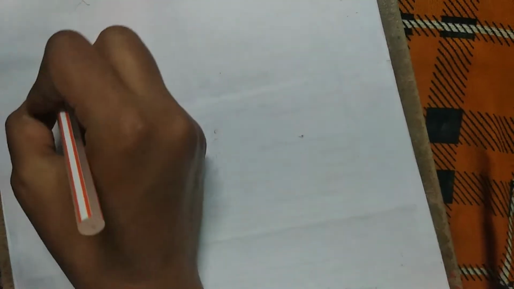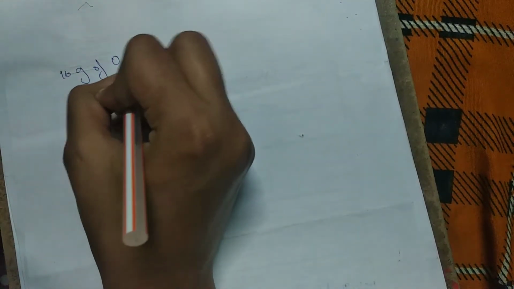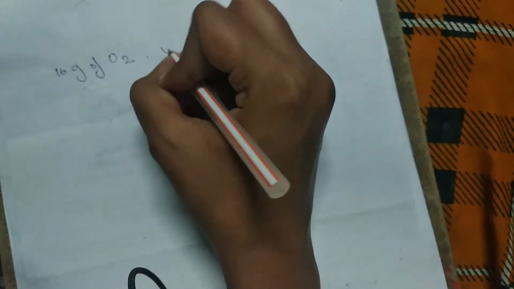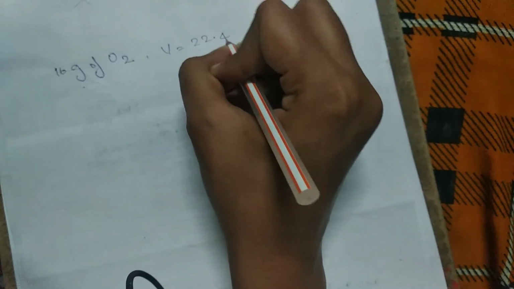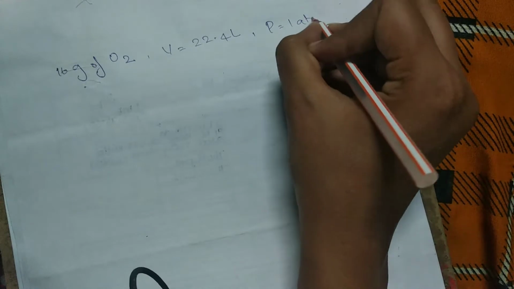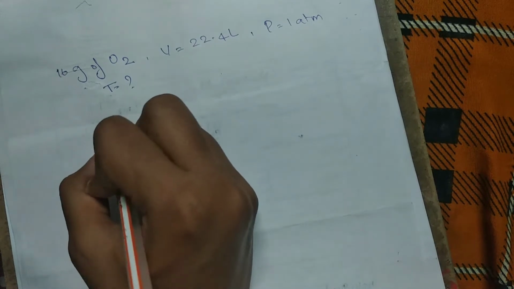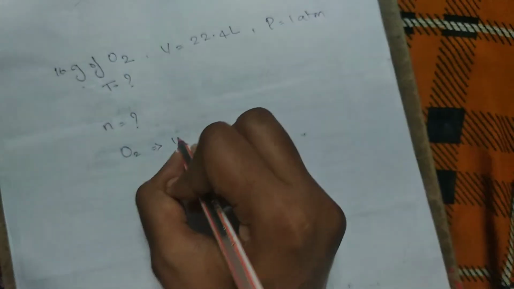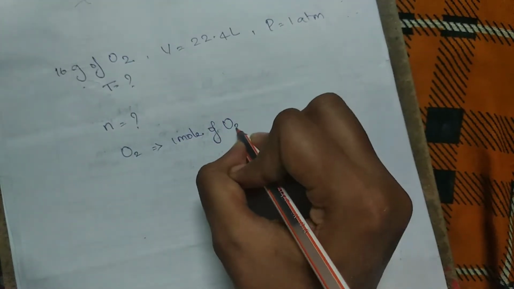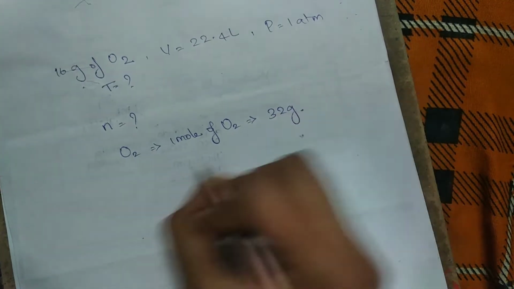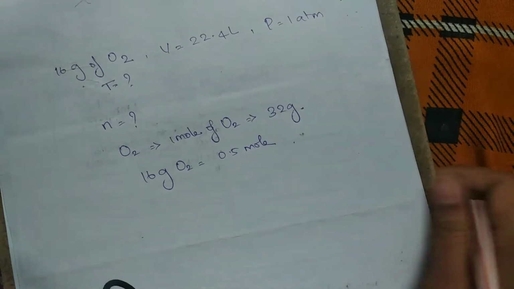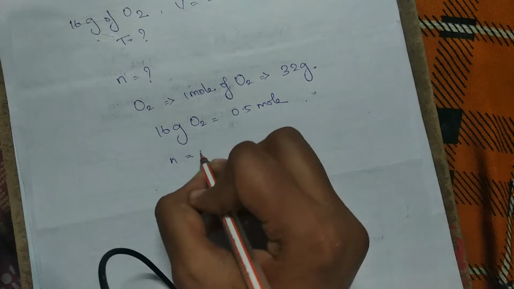Second question is 16 grams of oxygen is present in a volume of V is equal to 22.4 liter at a pressure of 1 atmosphere, and they are asking to find out the temperature. What is the temperature? So amount of substance we need to find out. N is equal to what? So 1 mole of oxygen molecule will be equal to 32 gram. Then 16 gram of oxygen molecule will be equal to 0.5 mole. Okay, so this is the amount of substance. N is equal to 0.5 mole.